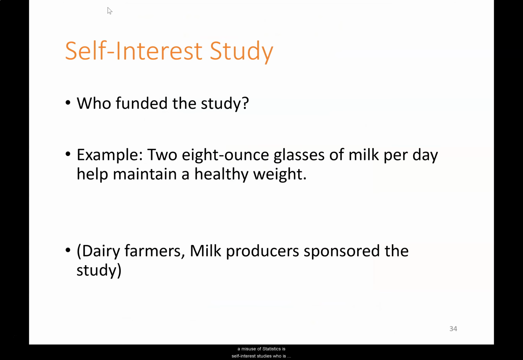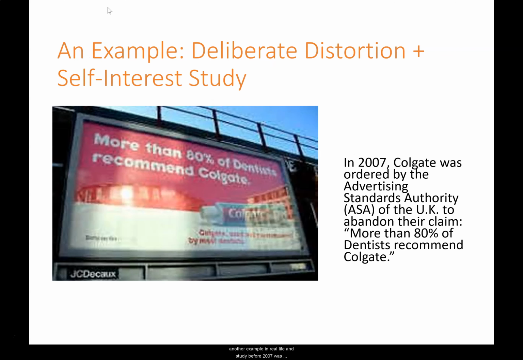Another example of a misuse of statistics is self-interest studies. Who is funding the study that these statements are coming from? In the example here, 2 8-ounce glasses of milk per day help maintain a healthy weight. But maybe what's hidden, dairy farmers and milk producers were the ones who funded the study. Another example in real life of a deliberate distortion and a self-interest study. Before 2007, Colgate was running this ad.